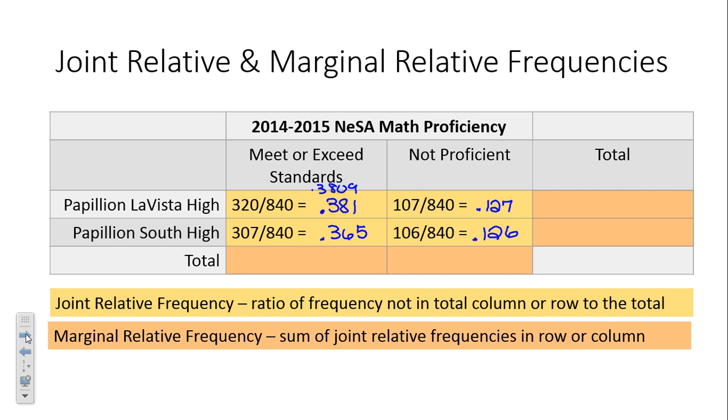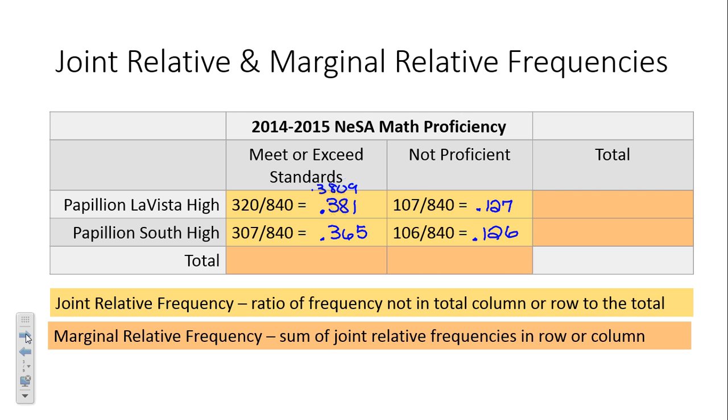So those are called the joint relative frequencies. How are they related? When we divide them out by the totals, we get the joint relative frequencies. Before, we had the joint data. This is called the joint relative because it's related to the totals. What did we do when we divided it? What did we get?